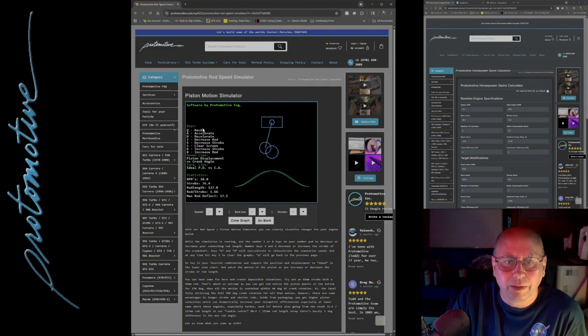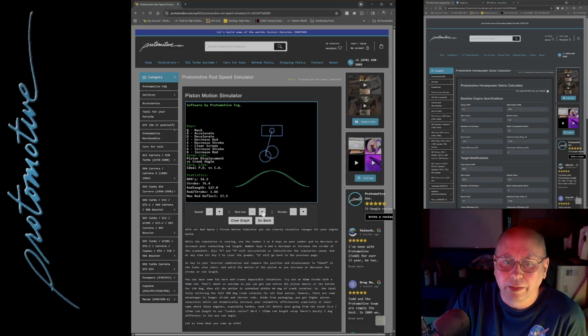We can play with all these variables with accelerate, decelerate, increases or decreases your RPMs, decrease rod length, increase rod length, decrease stroke, increase stroke, and clear screen. They're in an odd order just because they're numerically in order to use your keypad on your PC. Or if you're on a mobile device, you can hit RPMs down, RPMs up, faster, slower. So you can play with that there.